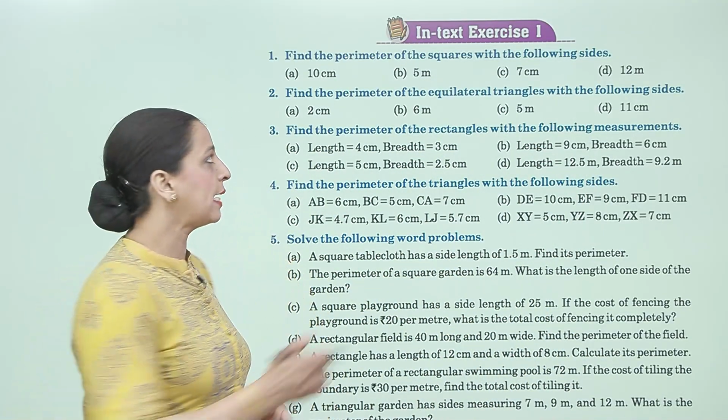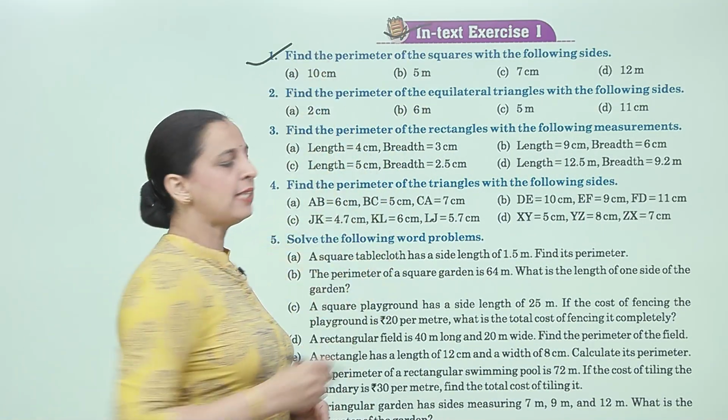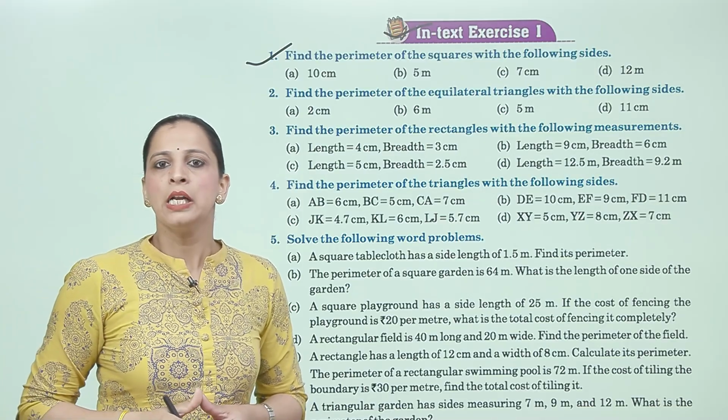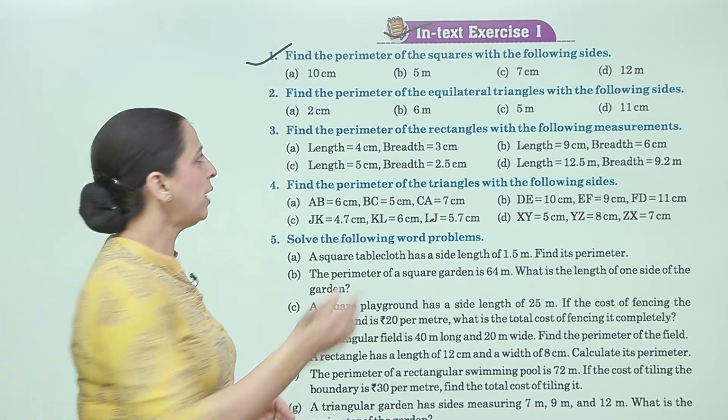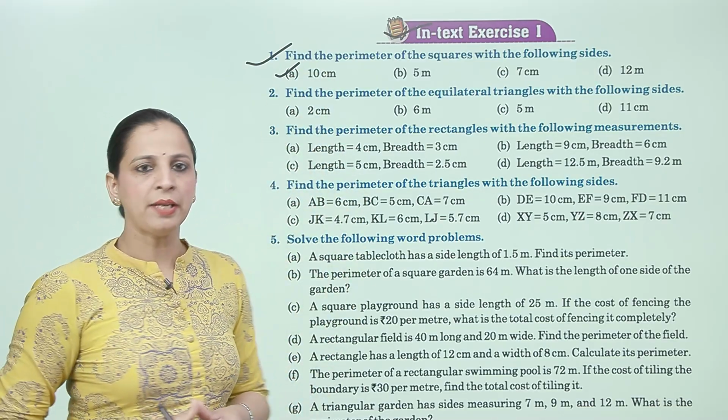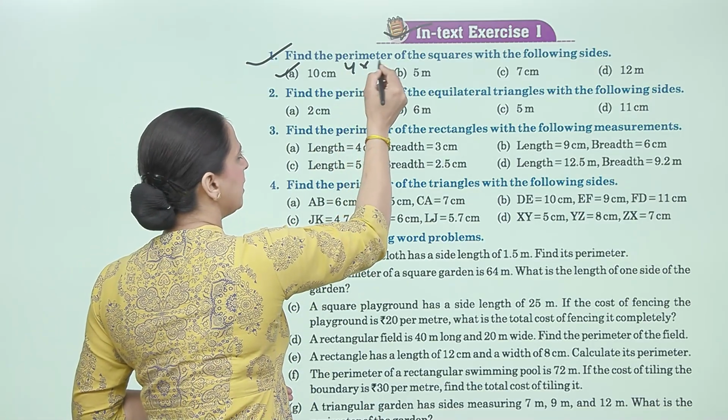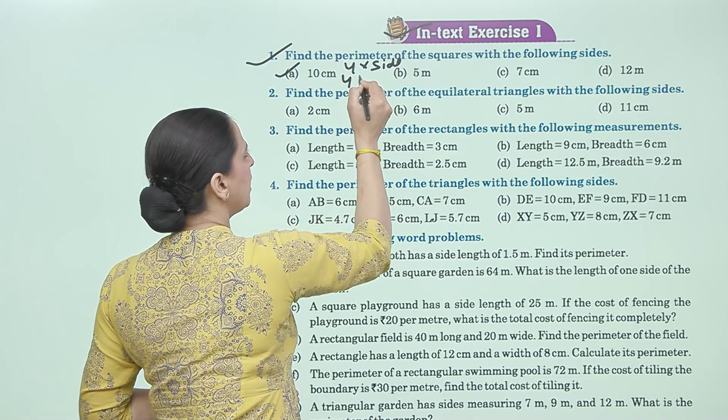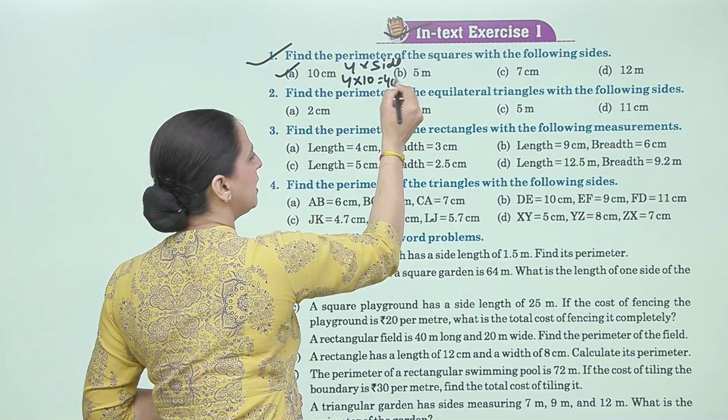Now, in text exercise 1, question number 1, find the perimeter of the square with the following sides. Now, A part 10 centimeter and perimeter is 4 multiplied by side. That is 4 multiplied by 10 is equals to 40 centimeter.